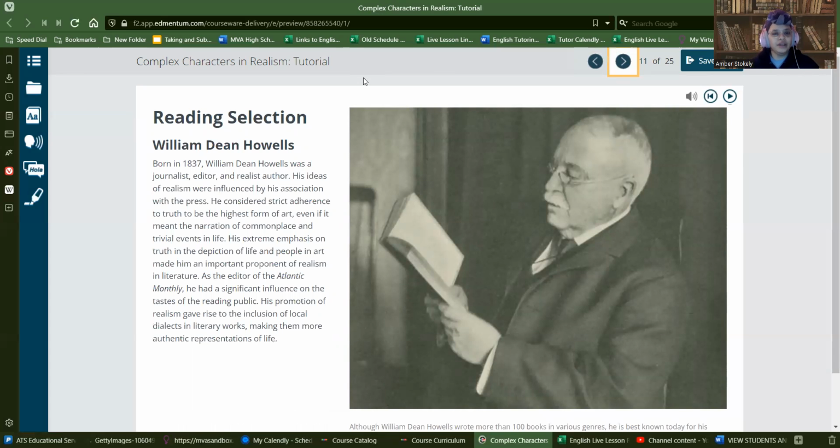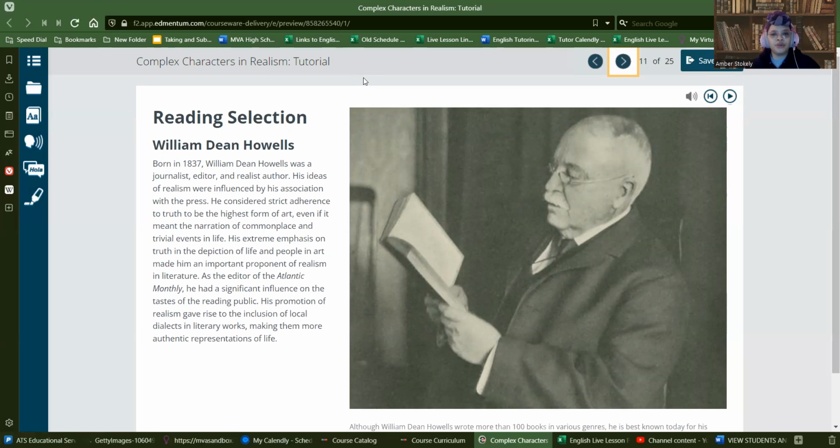So slide 11 here is William Dean Howells. So this is our reading selection, and we're learning a little bit about this author. So it says here, born in 1837, William Dean Howells was a journalist, editor, and realist author. And then they give you some more information about him.